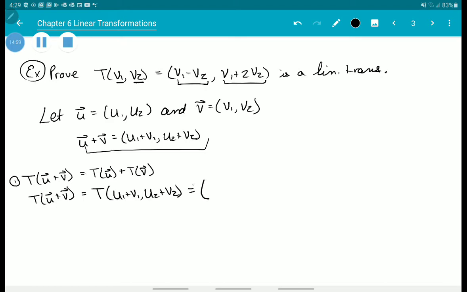I'm going to use that transformation, which means I do not have a T in front. So this is the first component minus the second. Our first component is U1 plus V1 minus the second, which is U2 plus V2. And then our second component is that first piece, U1 plus V1, plus 2 times the second piece. So I am literally picking this up for that first piece, and this is going into my second piece.